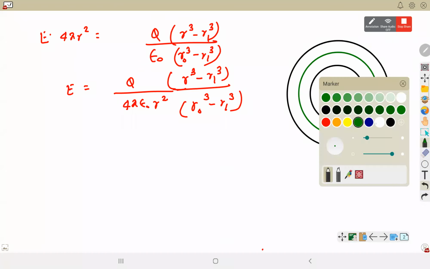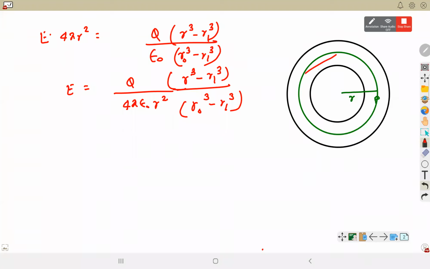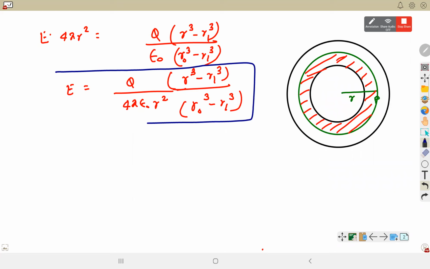Right, so in this case we have to consider the charge which is enclosed inside the Gaussian surface. So we have calculated the total charge by the volume multiplied by charge density. This is the electric field in between, in region 2. Region number 3, the outermost region, when r is greater than r0.